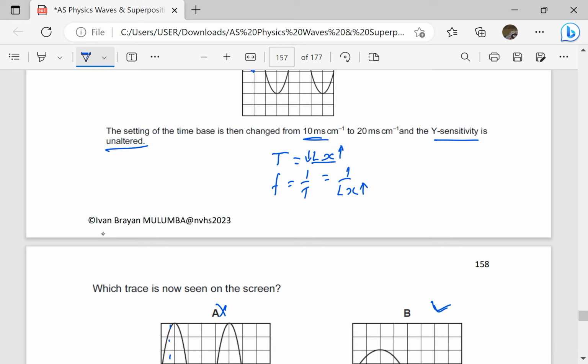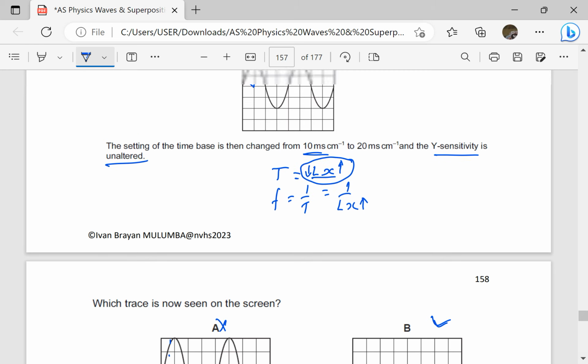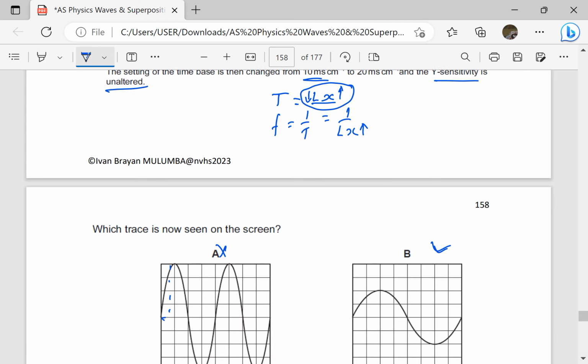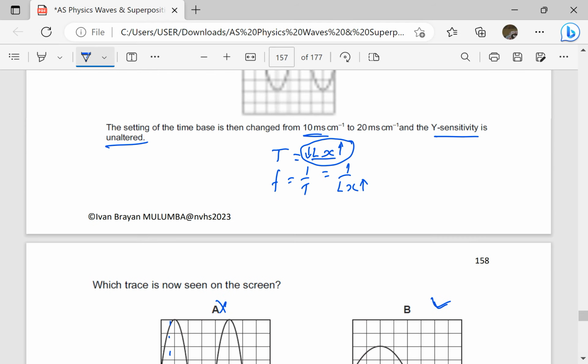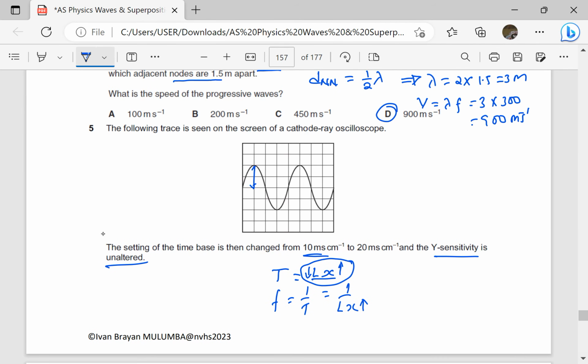If X has been increased because X is inversely proportional to L, most likely we would expect that L must actually decrease. That means the frequency is actually going to be increased because in general, L times X will be a smaller value. And therefore, if L times X is going to be a smaller value, it means the frequency is going to be higher than the one which we have here.